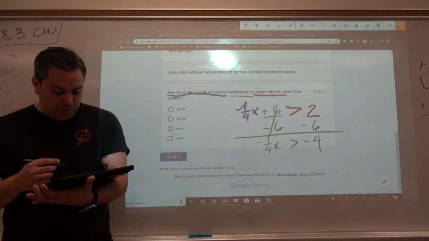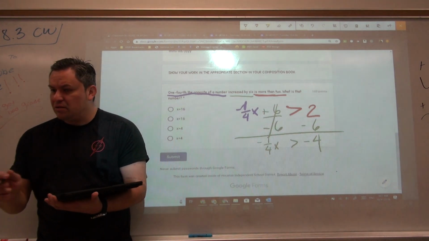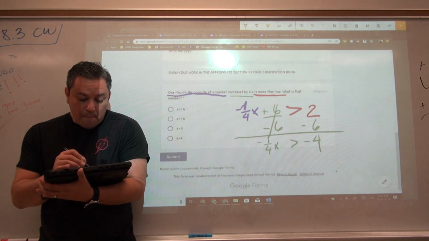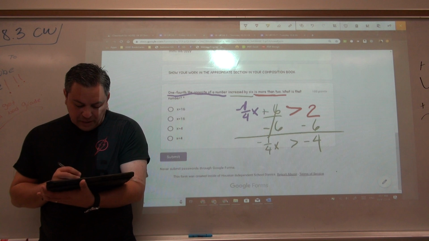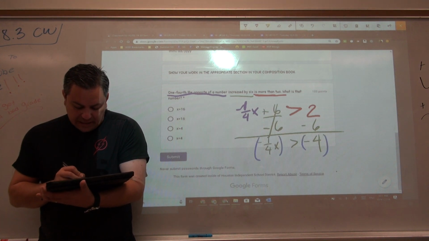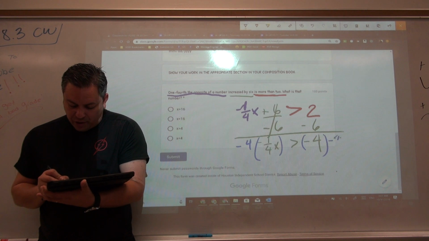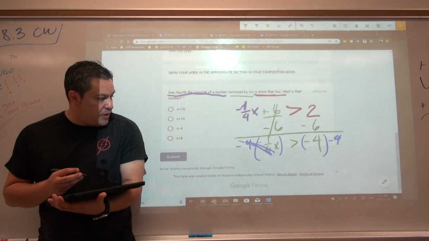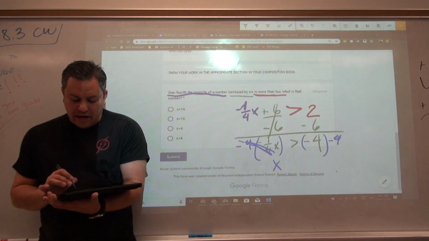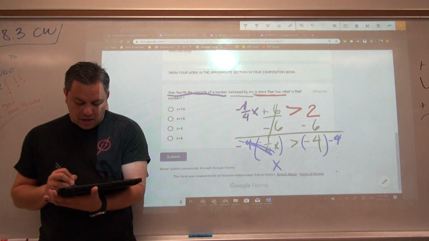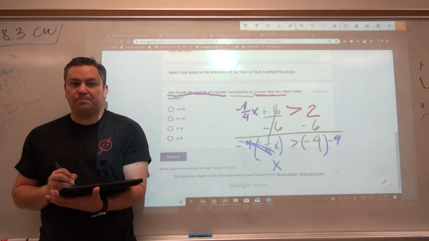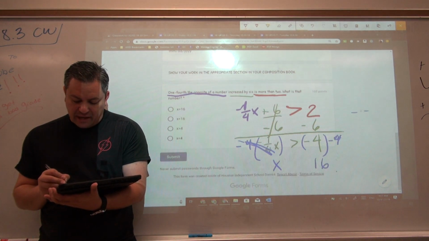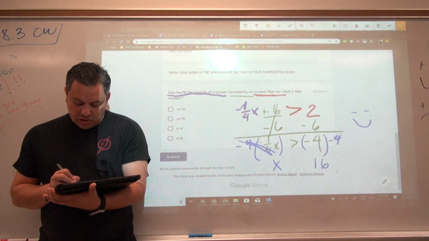Negative 1/4. So now we gotta multiply by what? By 4. By negative what? Negative 4. Don't forget that. So we're gonna multiply this whole thing by -4, and this also by -4. The reason we only multiplied on the left side is just to get rid of it. So we get rid of it, then we're left with x on this side, and -4 times -4 is? 16, very good. And 2 negatives make a positive. So this is a positive 16.